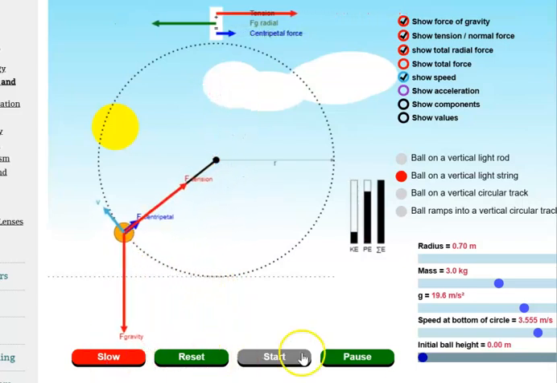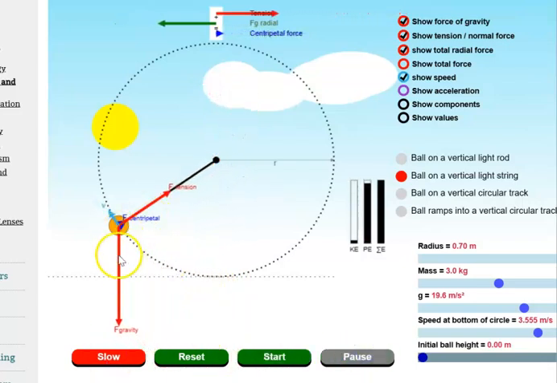So let's just stop it for a second. When we've got a certain height there, mgh is the potential energy. So mass multiplied by gravity multiplied by the height gives you a measurement of the potential energy.